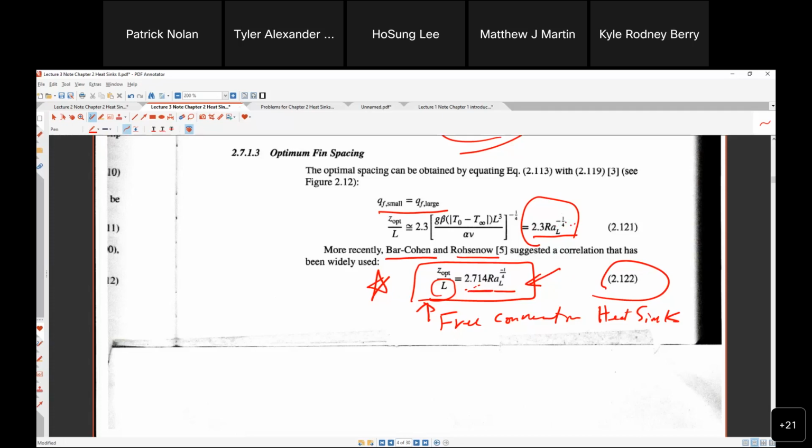Power, inverse, Rayleigh number, quarter. That is what we found analytically. Then we just coefficient a little bit improved. Okay. Rohsenow is a legend in MIT, mechanical engineers. Okay, well, we just use the result. This is free convection.